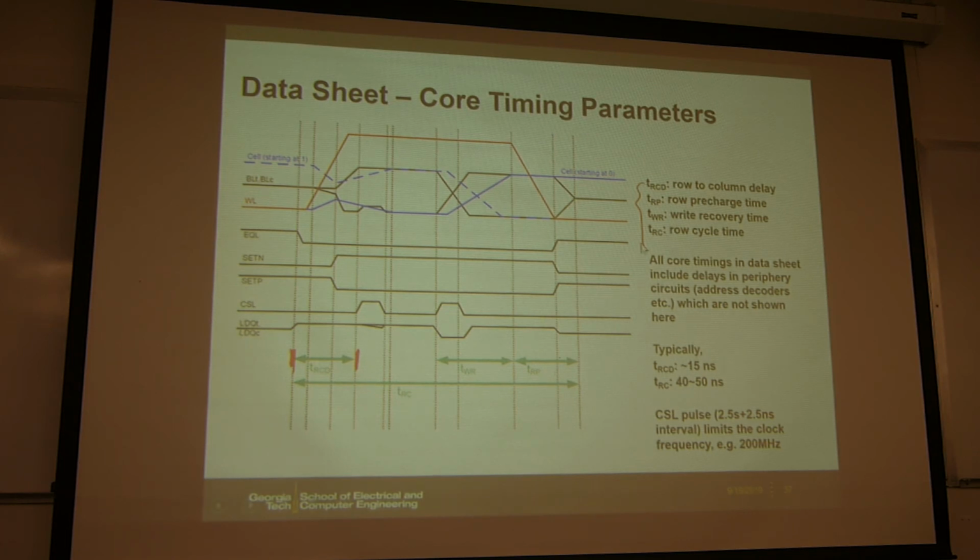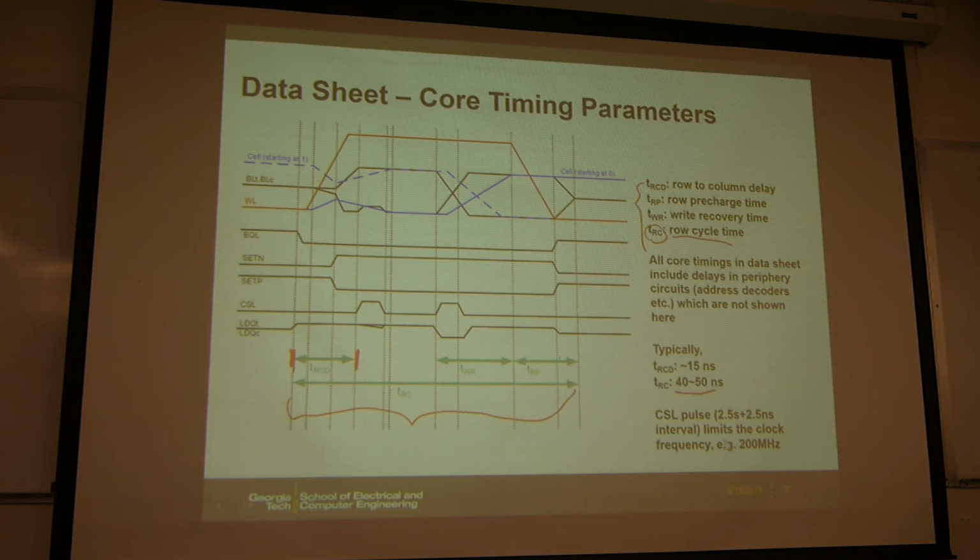And then the other important one is this tRC. This is the total time here. This is called the row cycle time. Row cycle time means this from the word line open to word line close. This total cycle time is like 40 to 50 nanoseconds.